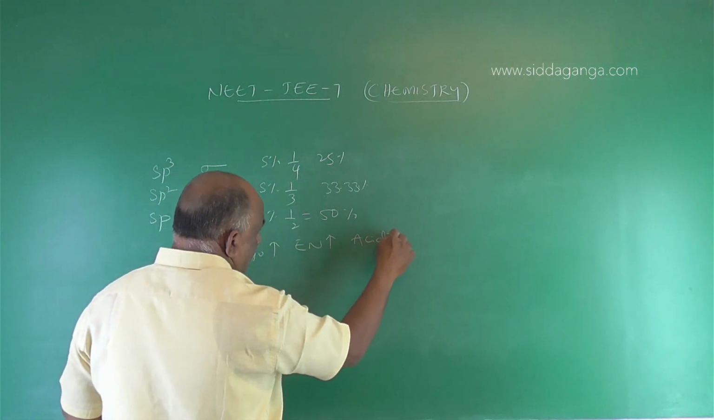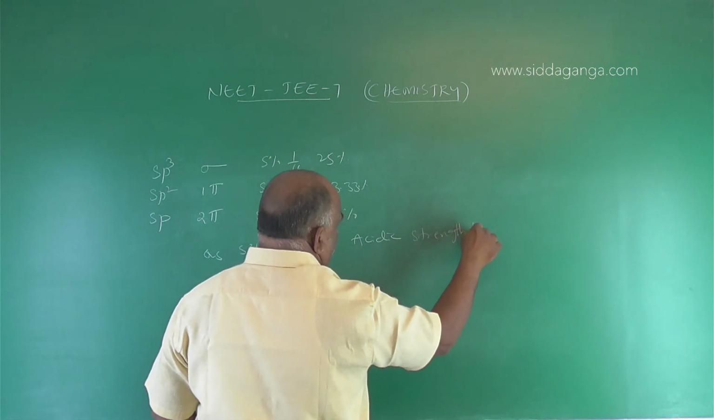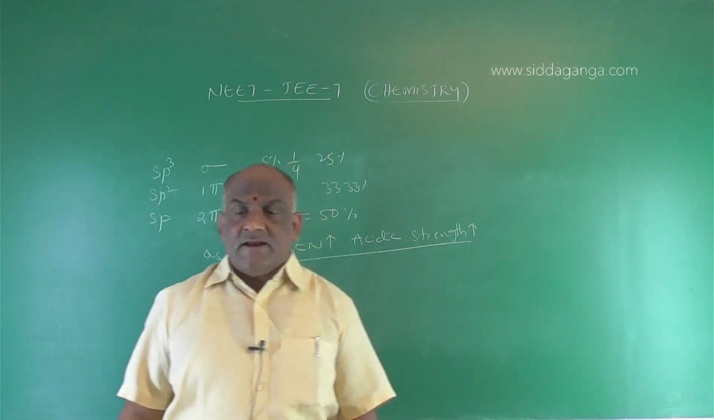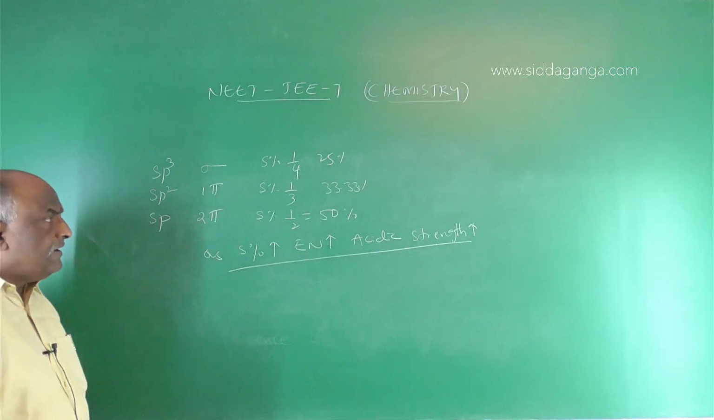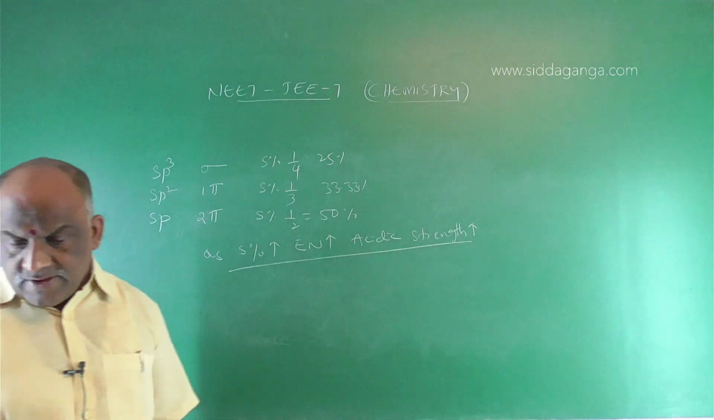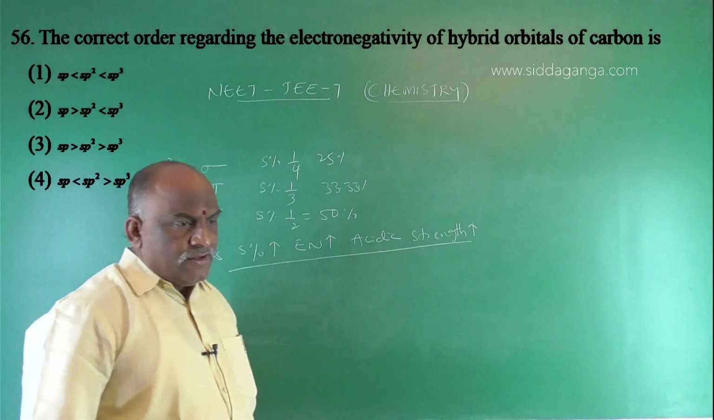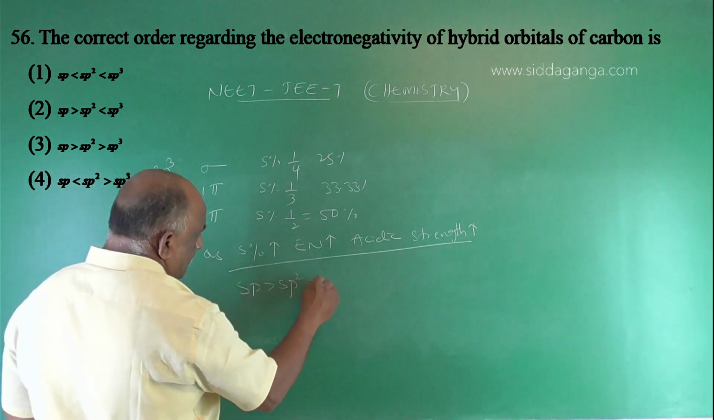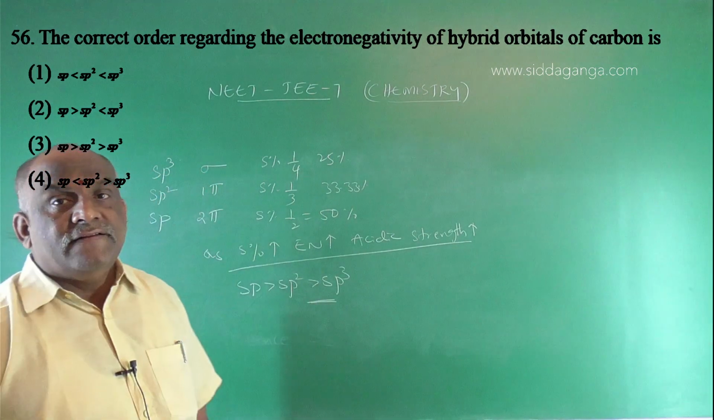Acidic strength also increases. These 3 points are very, very important for competitive exams. This is a very important statement: as S character increases, electronegativity increases. If electronegativity increases, acidic strength also increases. All will increase. That's why the option is sp greater than sp2 greater than sp3. This is the electronegativity decreasing order.